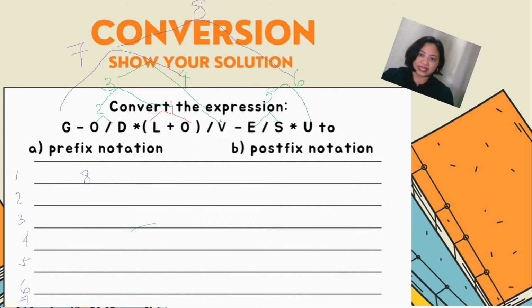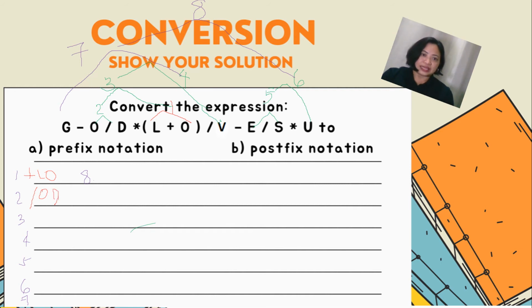Okay. So, let us start with the prefix. In prefix, the operator comes first. So, the operator comes before the two operands. First, we have L plus O. We convert it to operator, operand, operand. Next, number 2 is O divide D. So, operator comes first, then operand, operand.